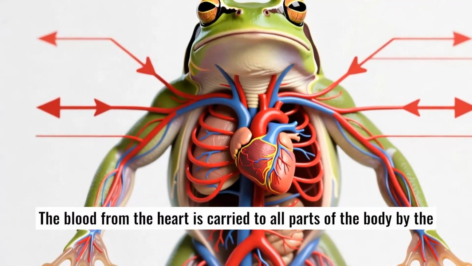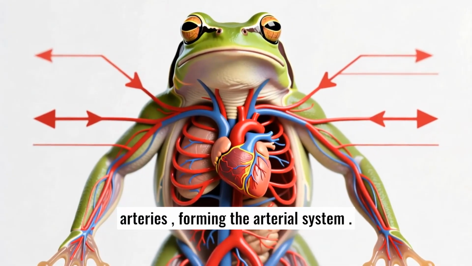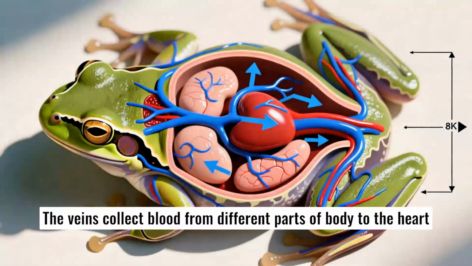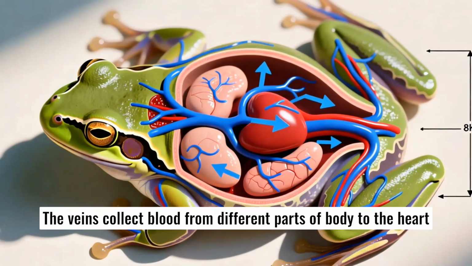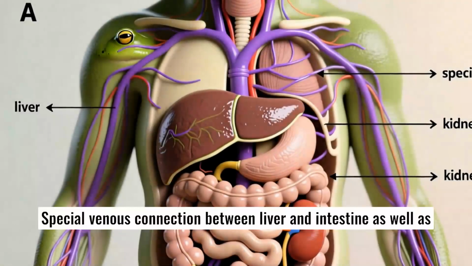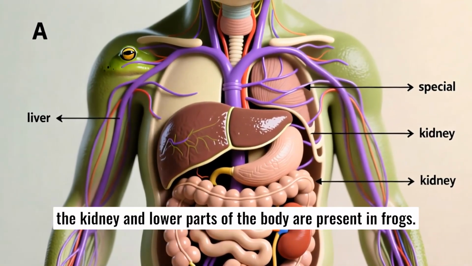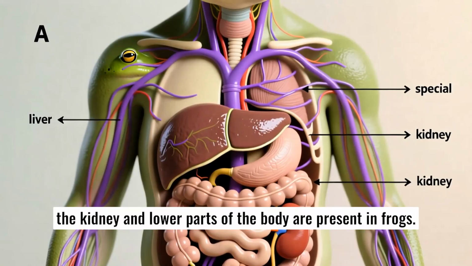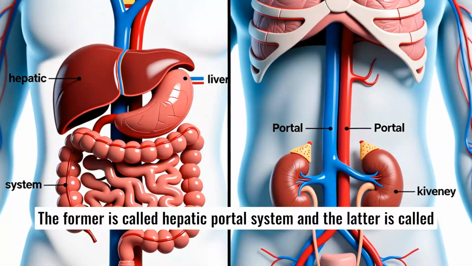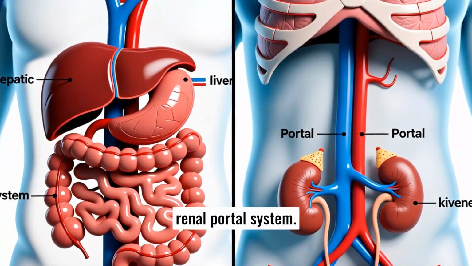The blood from the heart is carried to all parts of the body by the arteries, forming the arterial system. The veins collect blood from different parts of the body to the heart and form the venous system. Special venous connection between liver and intestine, as well as the kidney and lower parts of the body, are present in frogs. The former is called hepatic portal system, and the latter is called renal portal system.